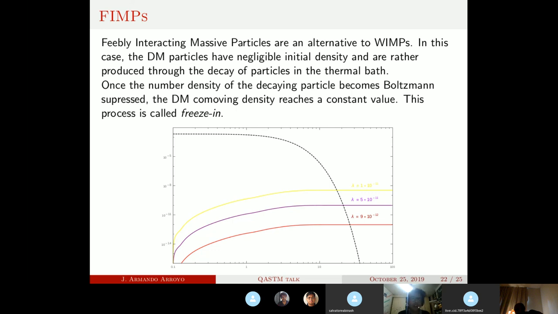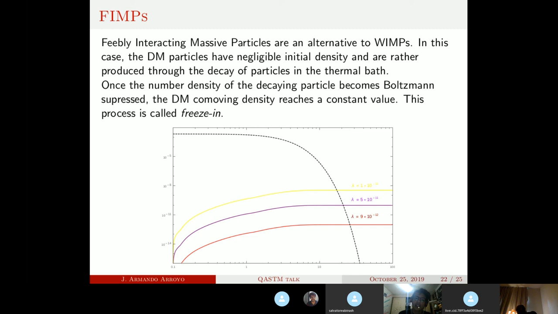similar, but not really, to the WIMP one, because now instead of starting with some non-zero initial density, it's actually a very negligible initial density, or could be zero, and the dark matter is produced not through reheating, but through the decay of some particle in the standard model bath. It could be standard model particles or something new as well. The decay of this particle eventually becomes efficient in the evolution of the universe, and it starts decaying into dark matter. But the density of this decaying particle is also going to become suppressed because of the expansion of the universe, so once it's suppressed, it's going to stop decaying, and this is what's going to freeze the value of the dark matter density. This process is what's called freeze-in, as opposed to the freeze-out process.